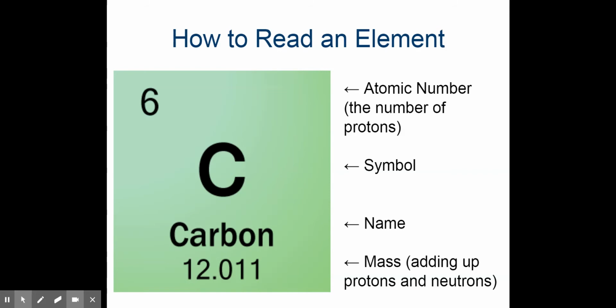30 is my atomic number. I am going to write my symbol, which is Zn. I am going to write it out, which is zinc. That's the name. And then my atomic mass is 65.39. Atomic mass.